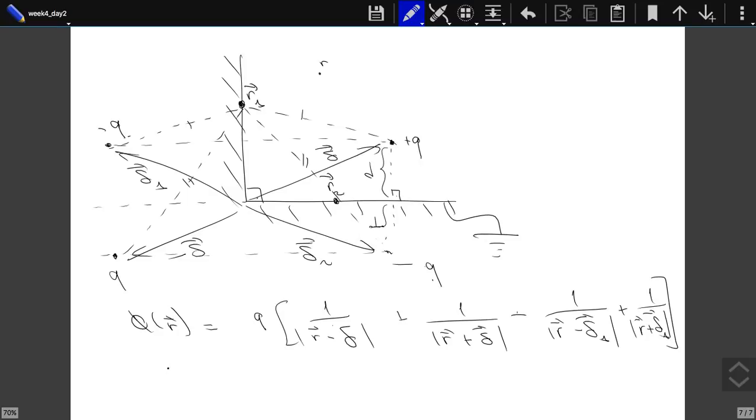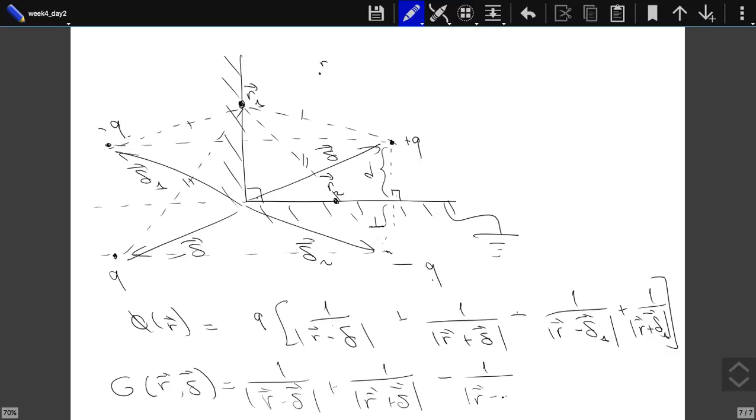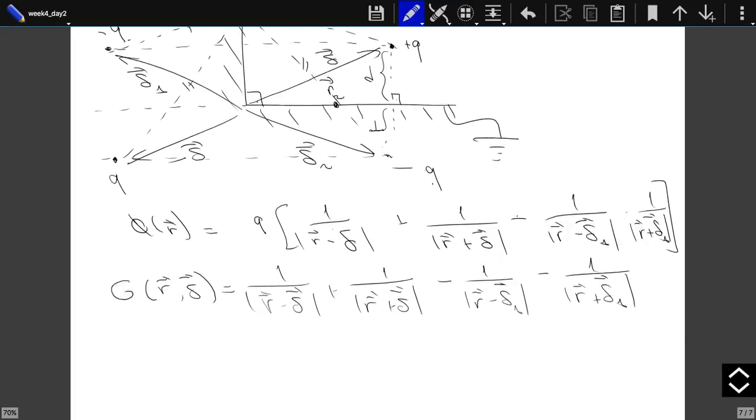Well, this is actually my Green's function. Q delta is equal to 1 over R minus delta plus 1 over R plus delta minus 1 over R minus delta 1 minus 1 over R plus delta 1. We have determined our Green's function.